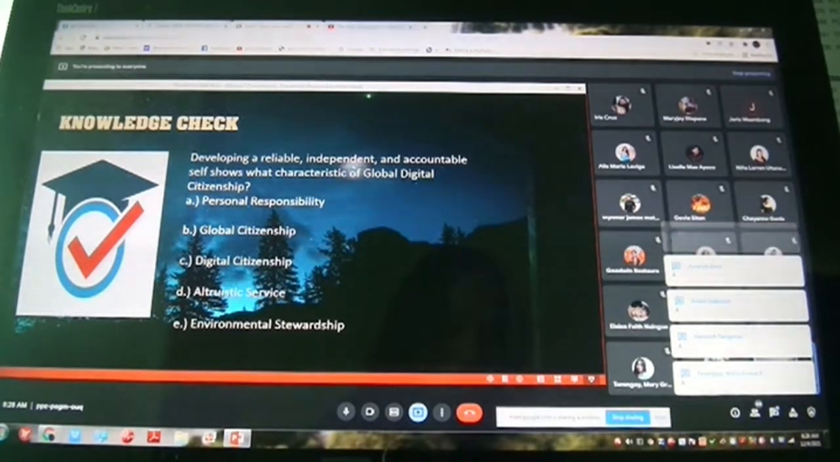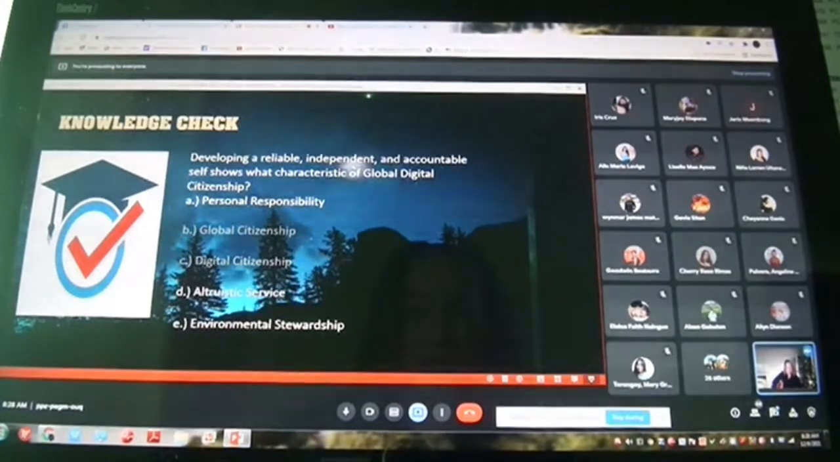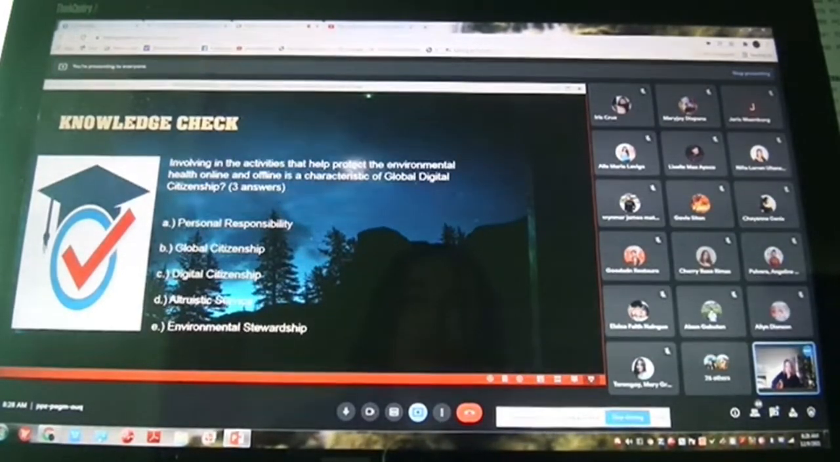Okay, the answers are flooding. The answer is personal responsibility. Next. Involving in the activities that help protect the environmental health online and offline is a characteristic of global digital citizenship. A. Personal responsibility. B. Global citizenship. C. Digital citizenship. D. Altruistic service. E. Environmental stewardship.